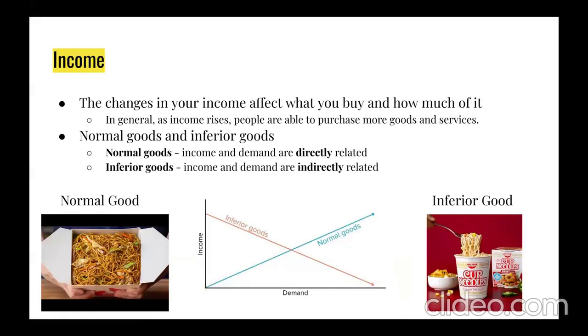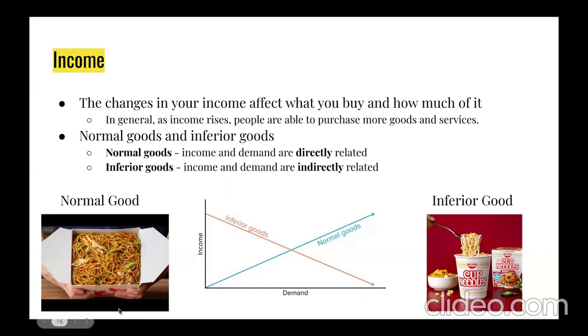Now, income. When your income changes, it affects how much of a good you buy, which is what we've been talking about, but it also affects what kinds of goods you buy. As your income increases, people are generally able to purchase more goods and services, and they're generally able to purchase better goods and services. So if you're a poor college student and you're eating cup of noodles every night, we're going to call cup of noodles an inferior good as compared to, say, takeout chow mein from a nice Chinese restaurant.